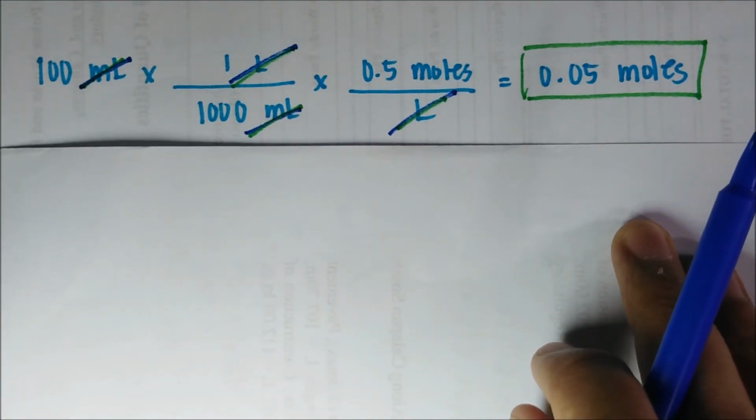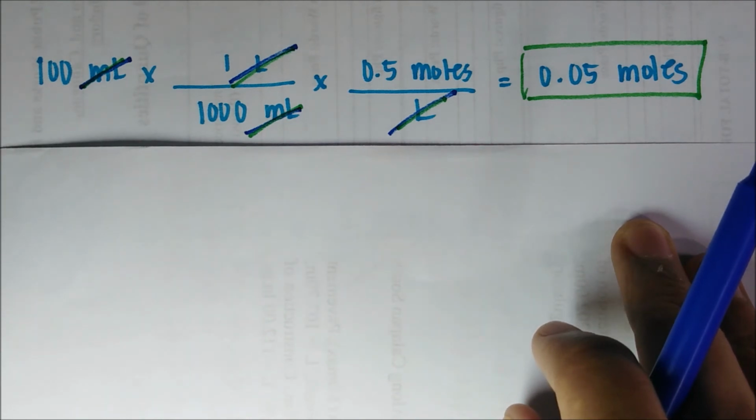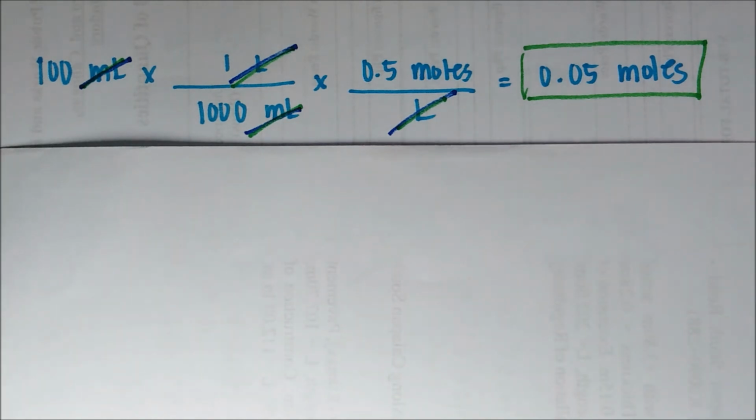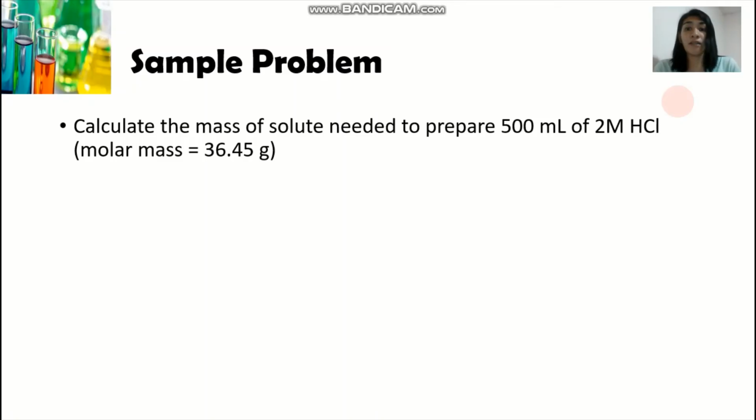Pero, much better if you include it kasi mamaya makalimutan natin na mag-convert. Okay? So, next problem, calculate the mass of solute needed to prepare 500 milliliters of 2 moles per liter of your hydrochloric acid. Okay? So, for the next problem, we're actually also getting the mass of solute needed to prepare 500 milliliters of your hydrochloric acid.